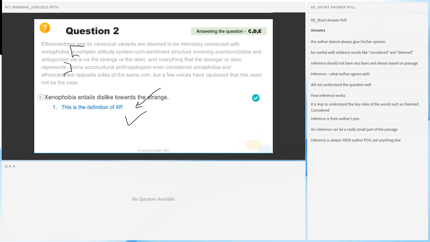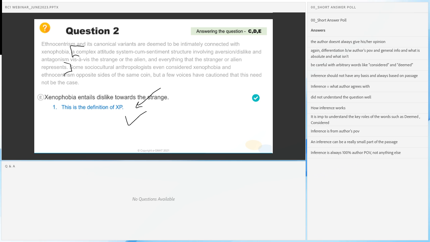Did not understand the question well. Now I understand. Be careful with arbitrary. These are keywords, not arbitrary words. Call them keywords, and you're going to see more and more keywords. I understand how inference works. Inference is from author's point of view.